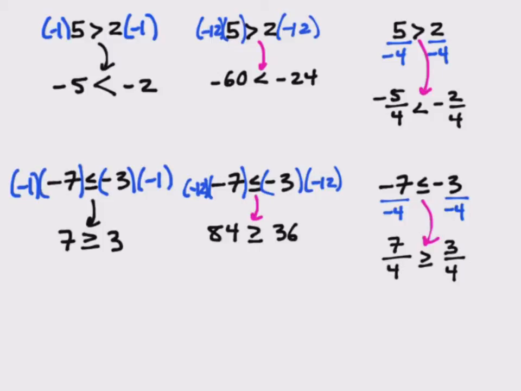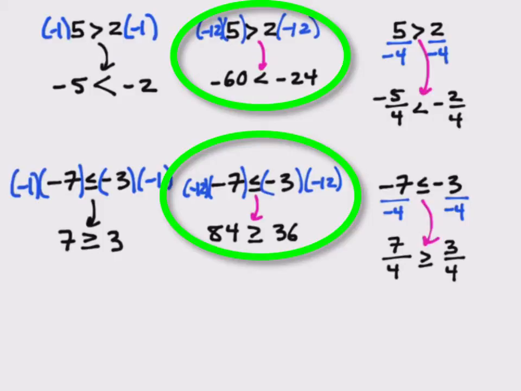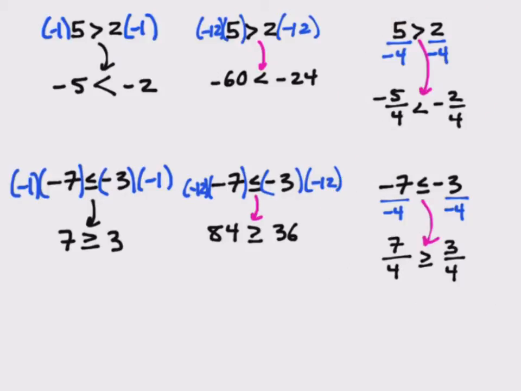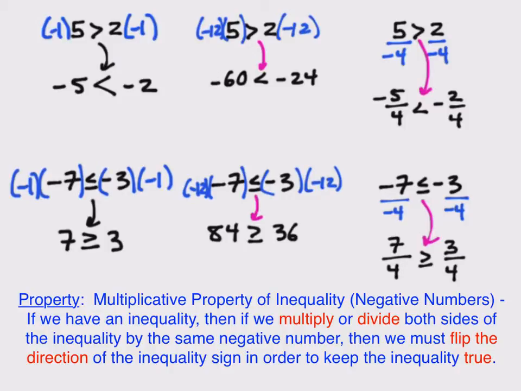Wow! It seems that in every single example, whether we multiplied both sides of the inequality by a negative number or divided both sides of the inequality by a negative number, we had to switch the direction of the inequality sign in order to keep that statement true. And this brings us to our next property of inequality. If we multiply or divide by a negative number, then we're going to have to flip the direction of the inequality sign in order to keep that statement true.